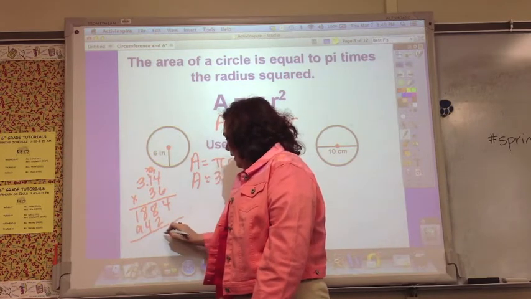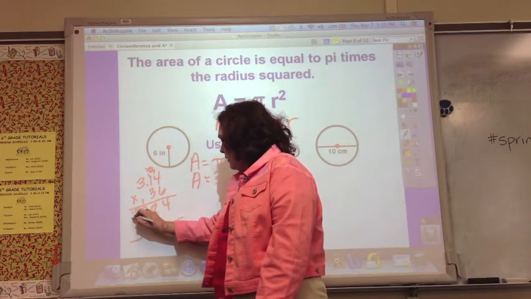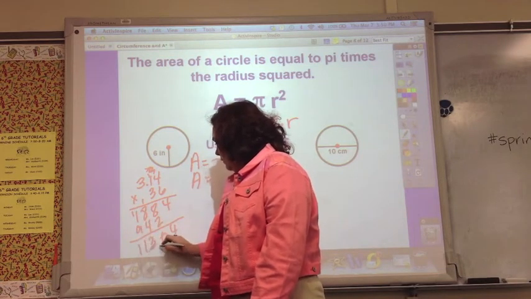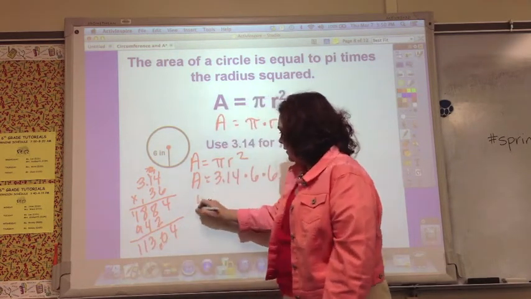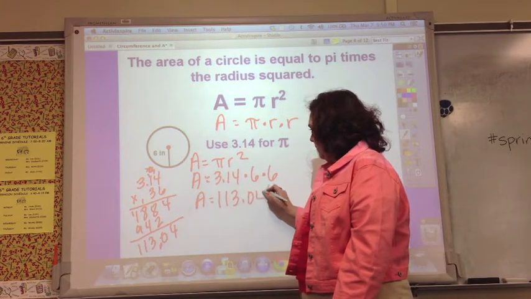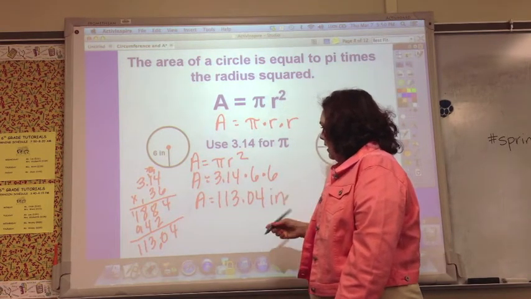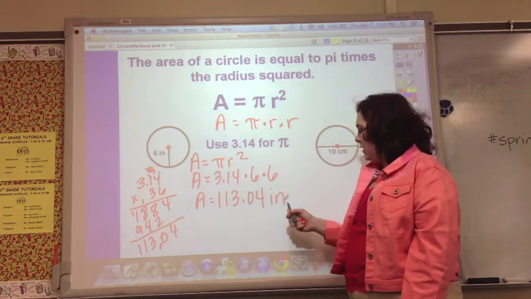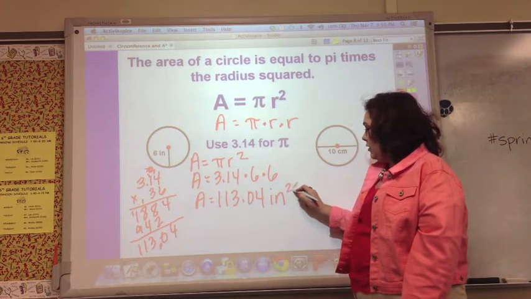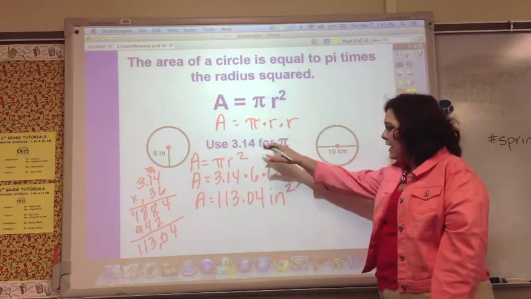And add all that up, 12, 13, 10, 11. So it is area equals 113.04, and that's inches. And because it's inches times inches, and it's area covering the table, it's inches squared. So that's how you do that.